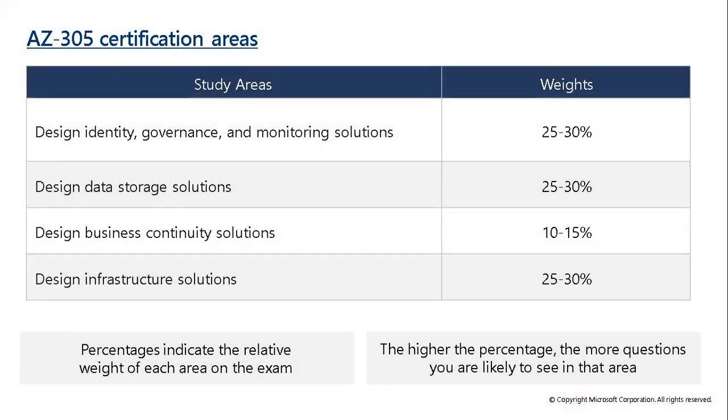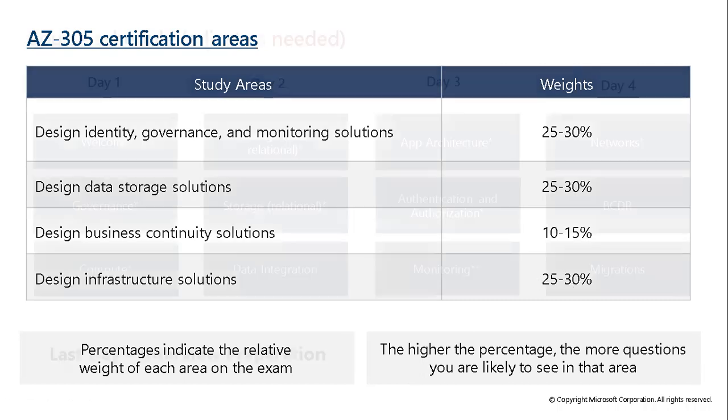Sometimes people are also interested in clearing the certification, right? So after this training, if you would like to clear the 305 certification, you can do that as well. When you appear for the certification, you would see questions in these percentages: identity, governance, and monitoring, somewhere around 25 to 30%. Data storage solutions, somewhere around 25 to 30%. Business continuity solutions, somewhere around 10 to 15%. Infra solutions, somewhere around 25 to 30%. So this is the percentage of questions you may expect during the certification.